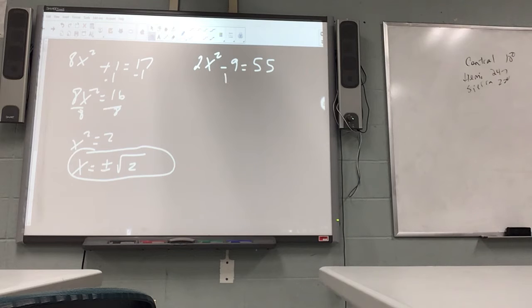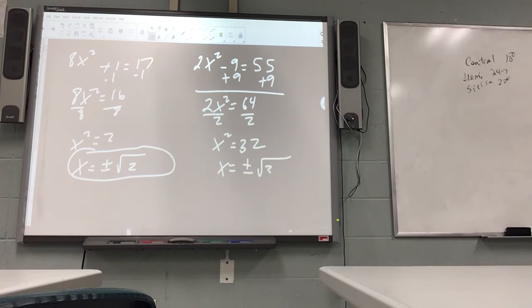Add the 9. So I got 2x squared is 64. Then what? Divide by 2. So that is 32. How do I undo a squared? Square root. Alright, so let's check out our number in the radical, 32.